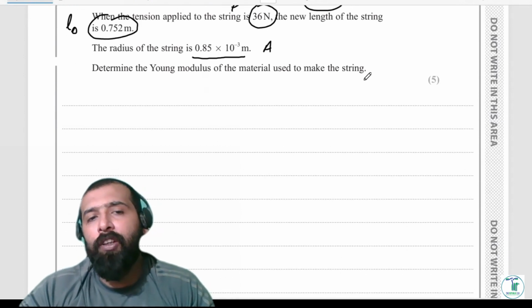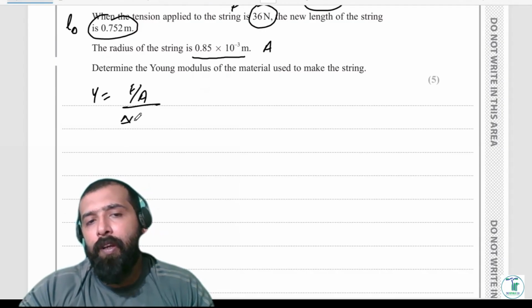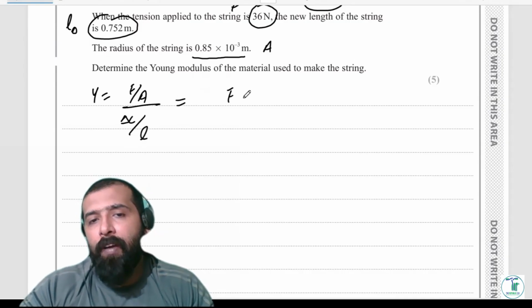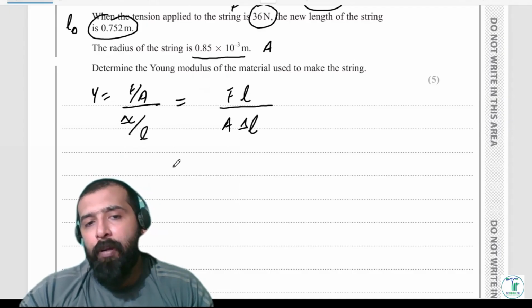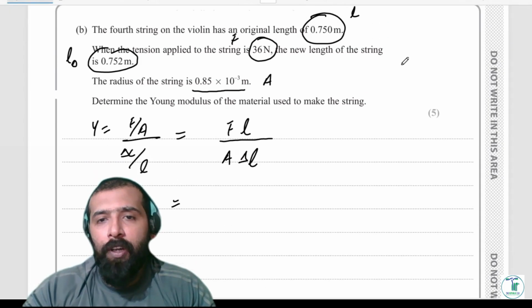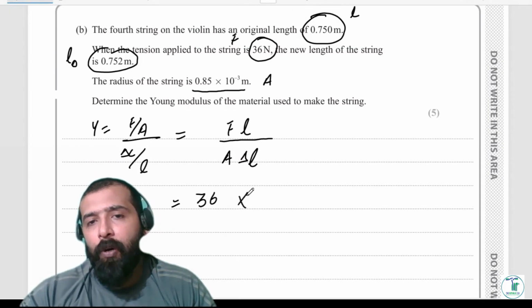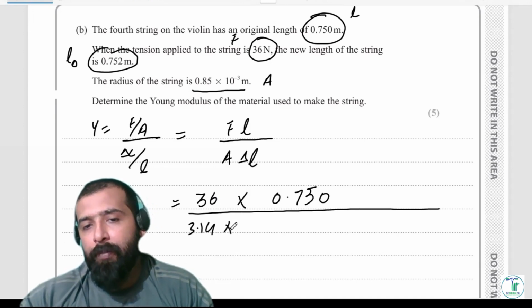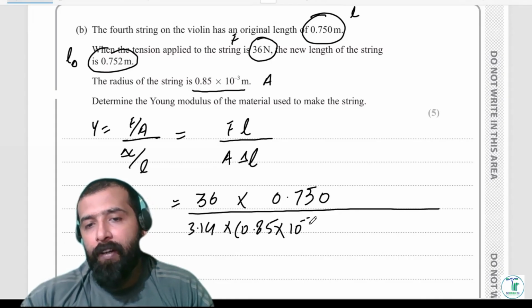And how would you calculate the Young's modulus? Young's modulus is the stress upon strain, right? So the formula would eventually become F times L divided by A times delta L. I'm just going to plug in the different values. I've got the load, and that is 36. I've got the original length, and that is 0.750. I can calculate the area by using pi r square, so 3.14 times 0.85 times 10 raised to the power of -3, squared.